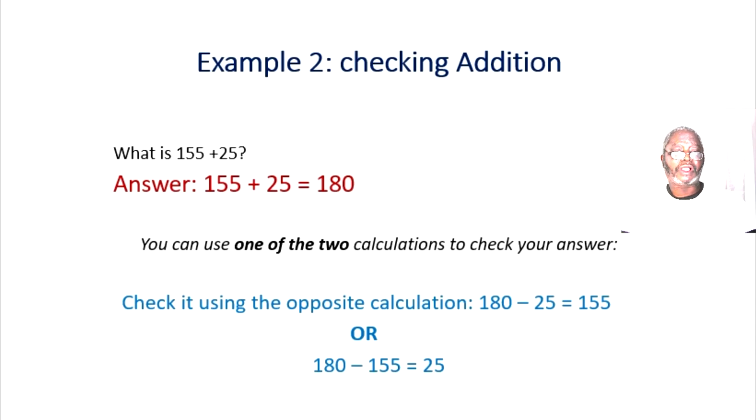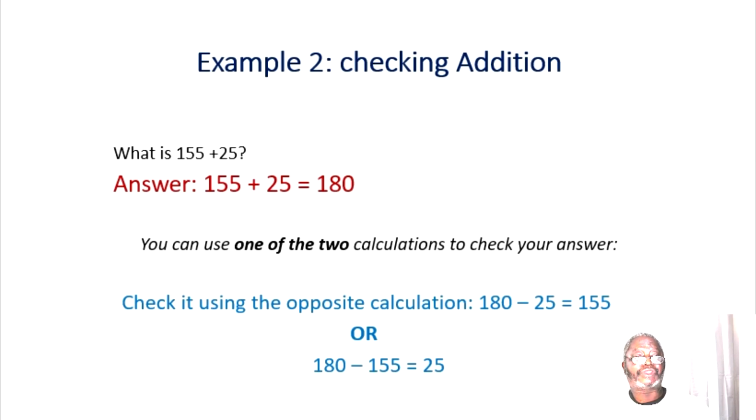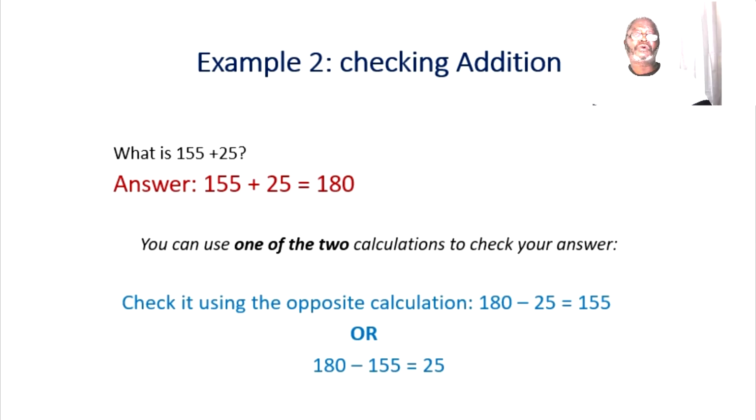You can use one of two calculations to check your answer. Either you take your answer, 180, minus what you added, the 25, which you added to 155, to get 155, or you can take 180 minus 155 to get 25. Both checks are correct. You've done your sum right. Remember, when you check, you're only checking to make sure you got the sum right. But it's important because it can be part of your working in an exam and you might be able to get an extra mark.